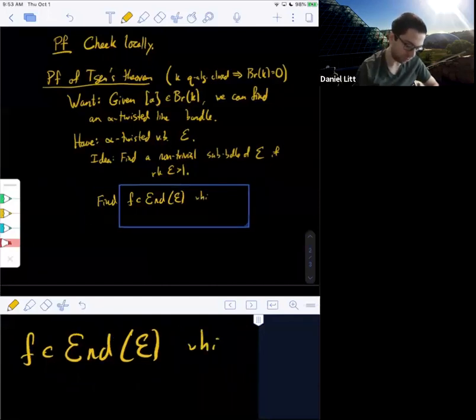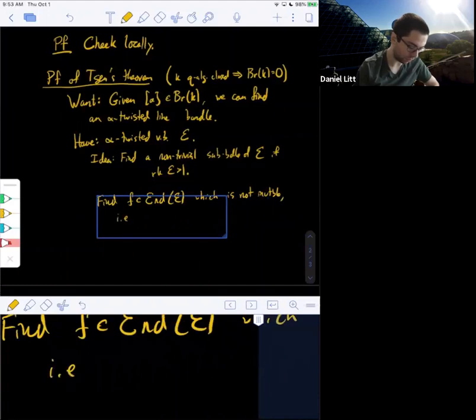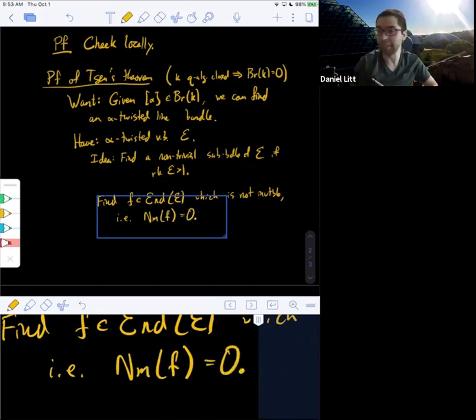which is not invertible. And we just said what that means. That just means that the norm of F, the reduced norm, is 0. So being invertible means that the norm is a unit, we're over a field. So the only way you cannot be a unit is if you're 0, as Arvin said earlier.